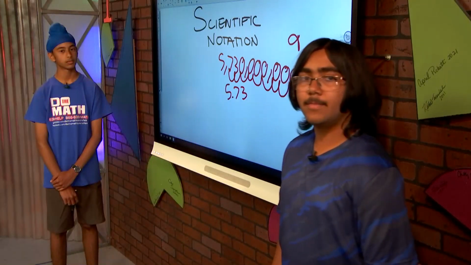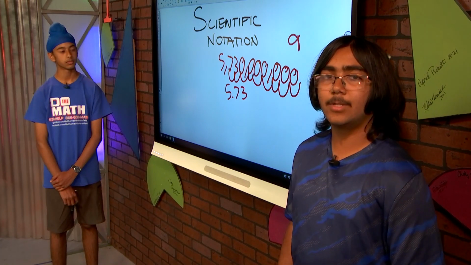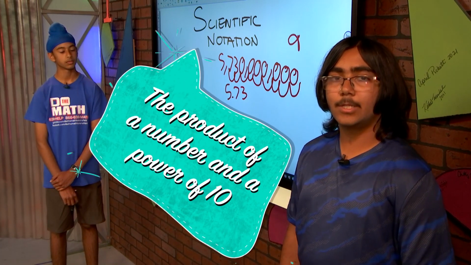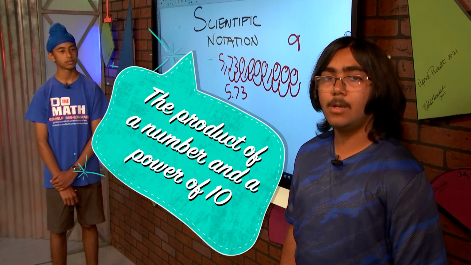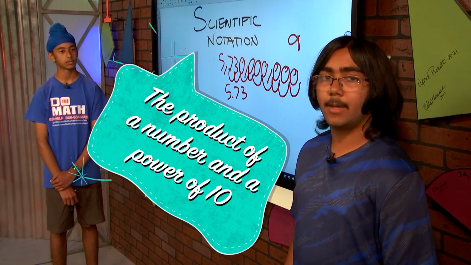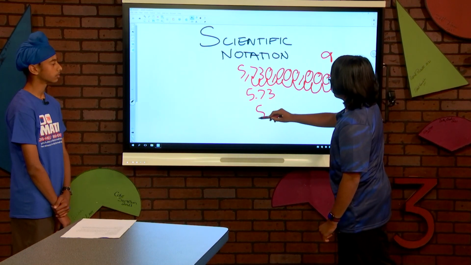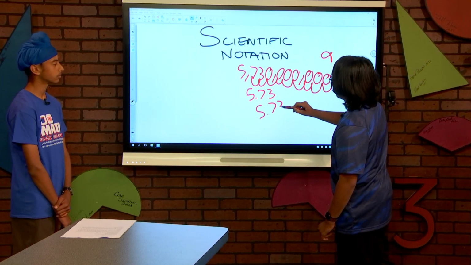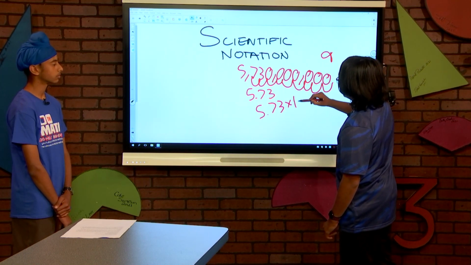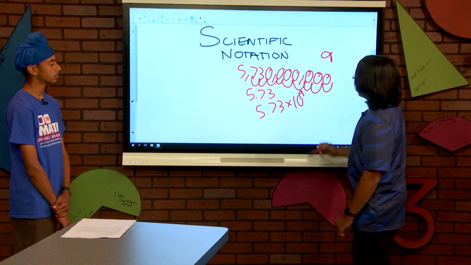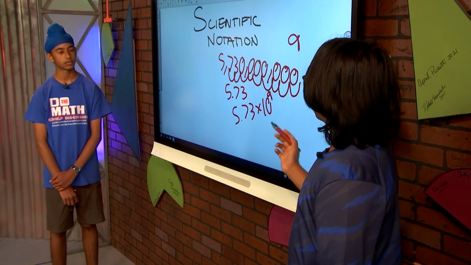Now we have all the information we need to change it into scientific notation. Scientific notation is always the product of a number and a power of 10, which would be 5.73, which will be the number we're going to be using, and then the exponent for the power of 10 would be 9. Now you're probably asking, why 10 to the power of 9?